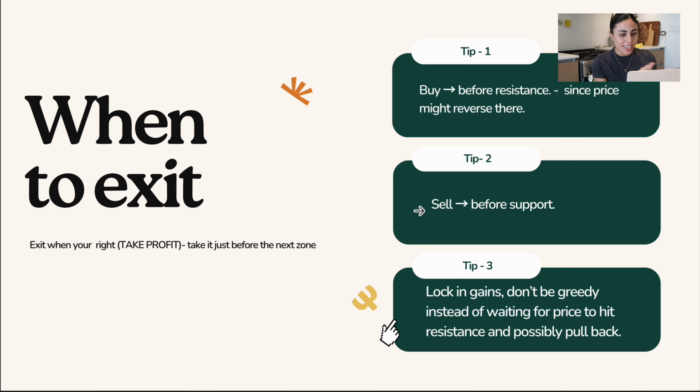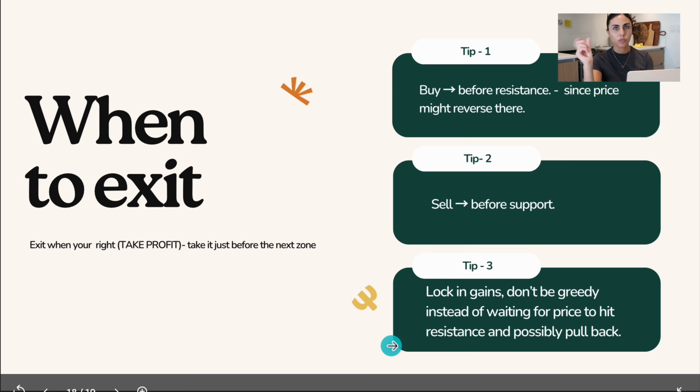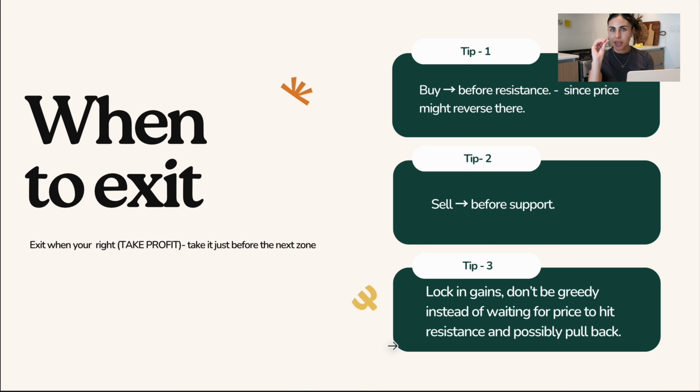Tip number three, you want to lock in gains. Don't be greedy, instead of waiting for the price to hit resistance and possibly pull back. What you could do is set a limit order, which is usually what I do. Usually I'll take 10 to 20 points, up to you and your risk to reward ratio. So you need to calculate your risk to reward ratio when you trade. I would say stick to 10 points, as it's safer. And if you feel you're very greedy and you don't take profits when you should, just put a limit order for now until you work on it.